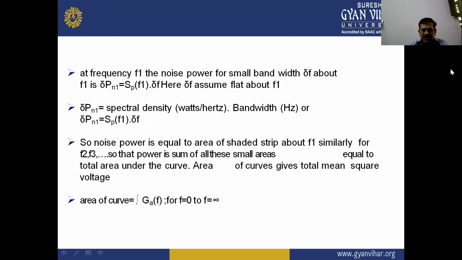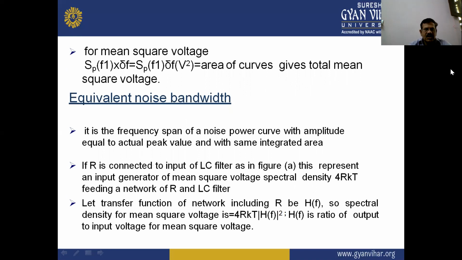The area of the curve gives the total mean square voltage. So the area of the curve equals the integration of Gp(f) for f equal to 0 to f equal to infinity. So for mean square voltage, the sum of Sp(f1) times delta f equals Sp(f1) delta f volt square. The area of the curve gives the total mean square voltage. So next, the equivalent noise bandwidth.